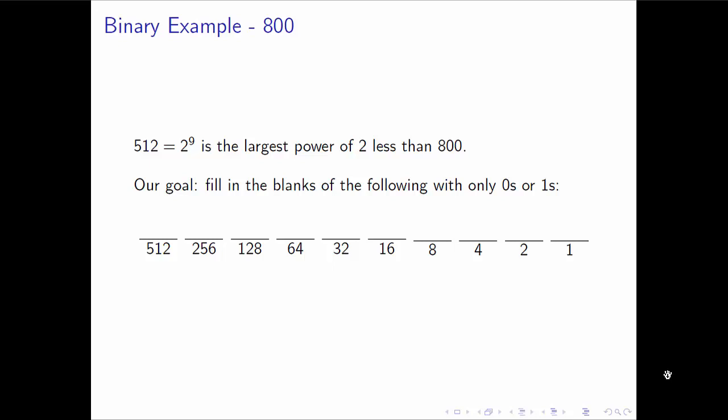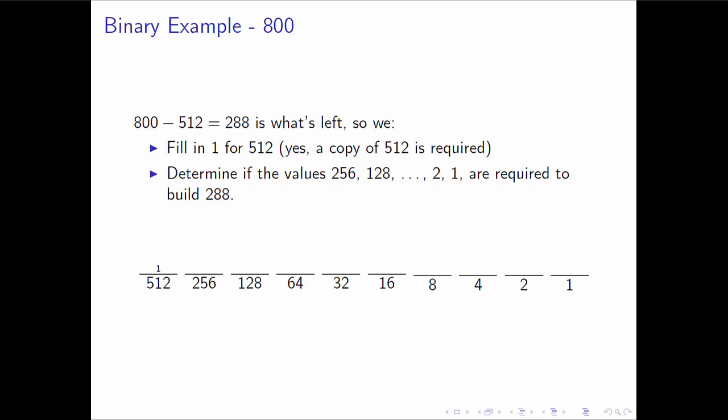Our goal then becomes starting at 512 and looking at all the powers of 2 going down to 1. We want to somehow express 800 as a sum of these numbers, where all we're allowed to do is fill in zeros and 1s. Is the number in the sum or is the number not in the sum? We know that 512 should be in the sum. It's the largest power of 2 without going over 800. So we need to fill in a 1 in the 512 spot. Yes, a copy of 512 is required. Now, after we take away those 512 objects, we have 288 things left. What we need to do now is repeat a similar process and determine if the values 256, 128, and so on all the way down the line are needed in order to build 288 as a sum of them.